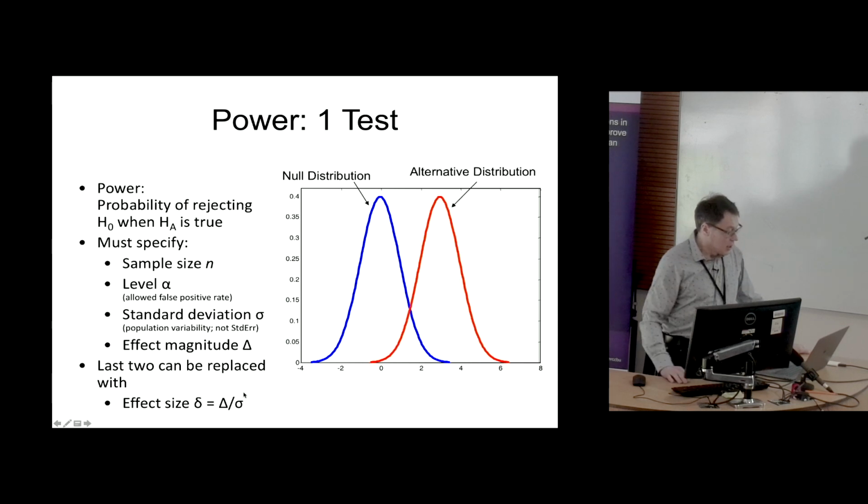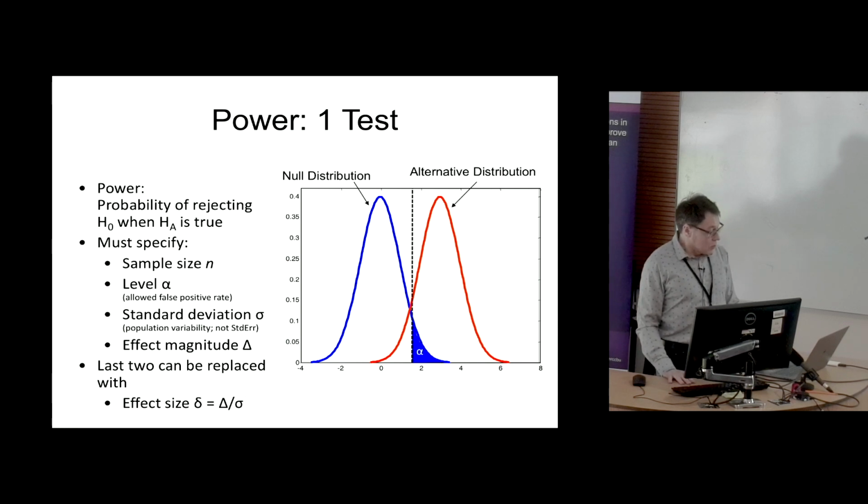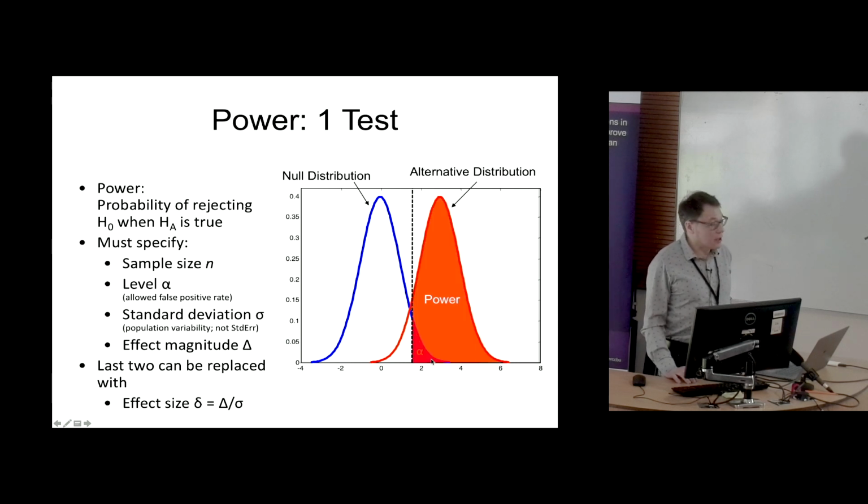So how does this work? You have a null distribution of your test statistic, and you have an alternative distribution. We use the null hypothesis to decide whether, when we actually conduct the test, we're going to reject the null hypothesis or not. We calibrate it by making sure that this area here is alpha, say 0.05, and then we can tally up that area as the power.